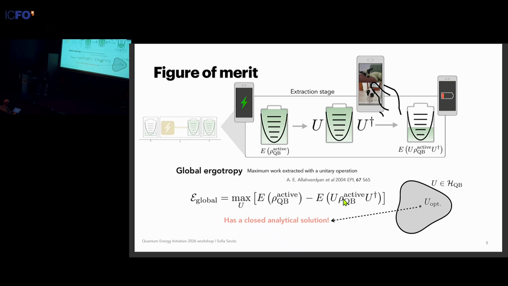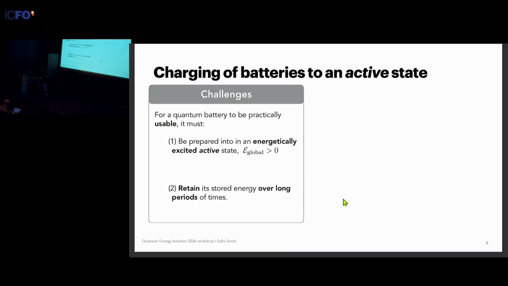which is very good. And then Irene did all her work, and she was able to calculate their entropy. And within the community, as I understand it, there's two main challenges. To say that a quantum battery is usable, in my definition, one, it has to be prepared in an energetically active state. So the ergotropy that you get from the state has to be positive.